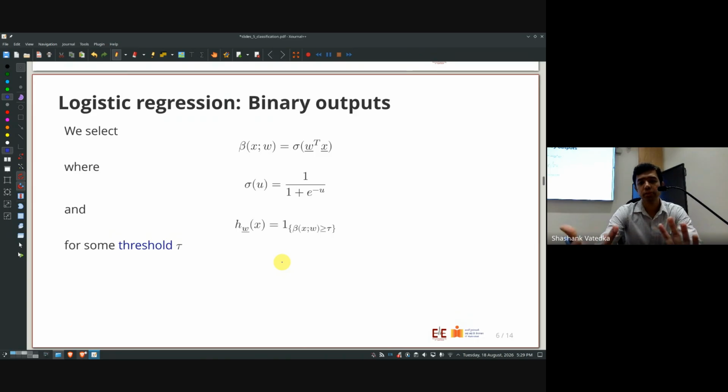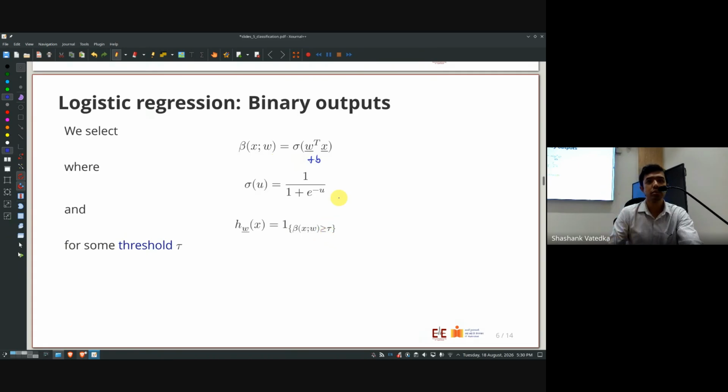All right. So logistic regression is basically where the output of your so-called predictor is just sigma of w transpose x, or sigma of w transpose x plus b, where sigma of u is just 1 divided by 1 plus e to the minus u, right? And your final decision rule is going to be h_w(x): you choose the one with the highest value of beta, or you could also play around with the value of beta.